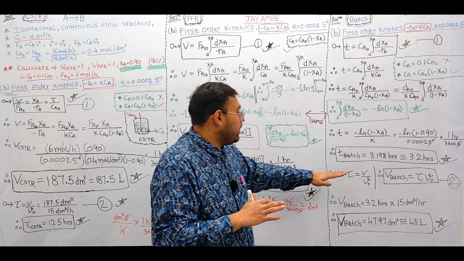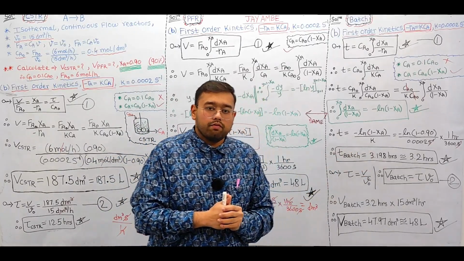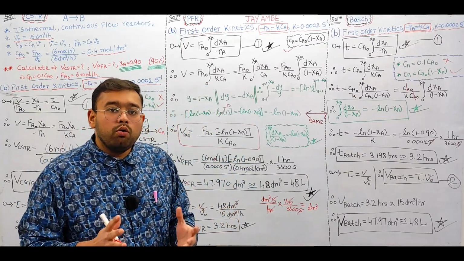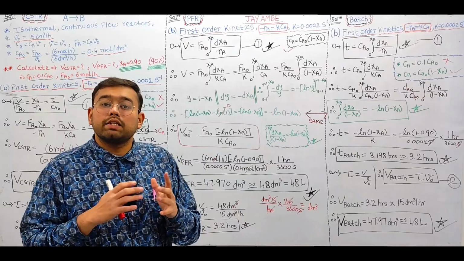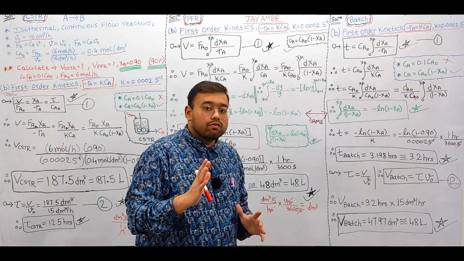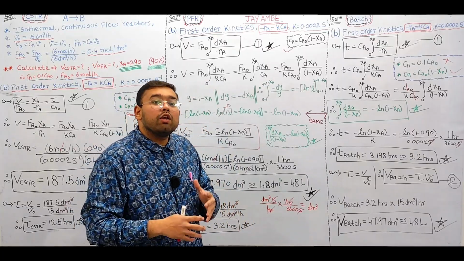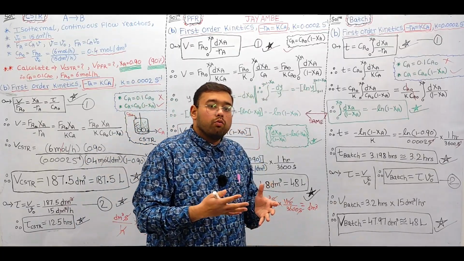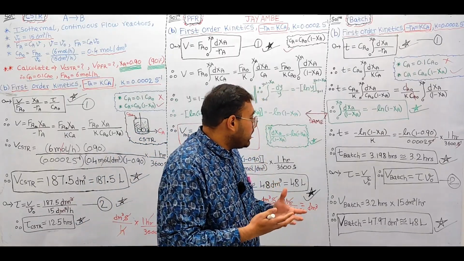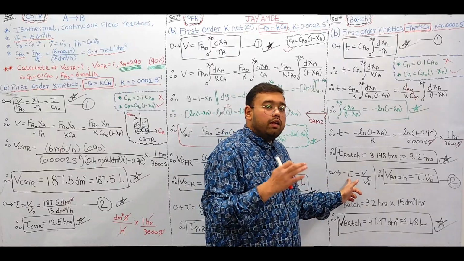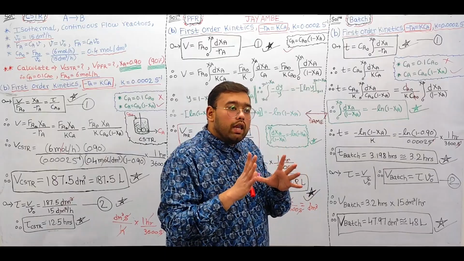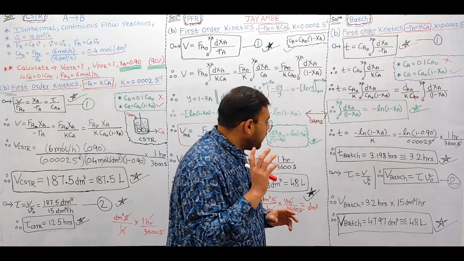Okay, so here we have calculated the time required to achieve the 90% conversion by using the batch reactor, but we yet don't know how large a volume of batch reactor is required in order to achieve the 90% conversion, right? So let's understand how we calculate the volume of batch reactor. By using the concept of the space-time, we can calculate the volume of the batch reactor required to achieve the desired conversion of 90%.